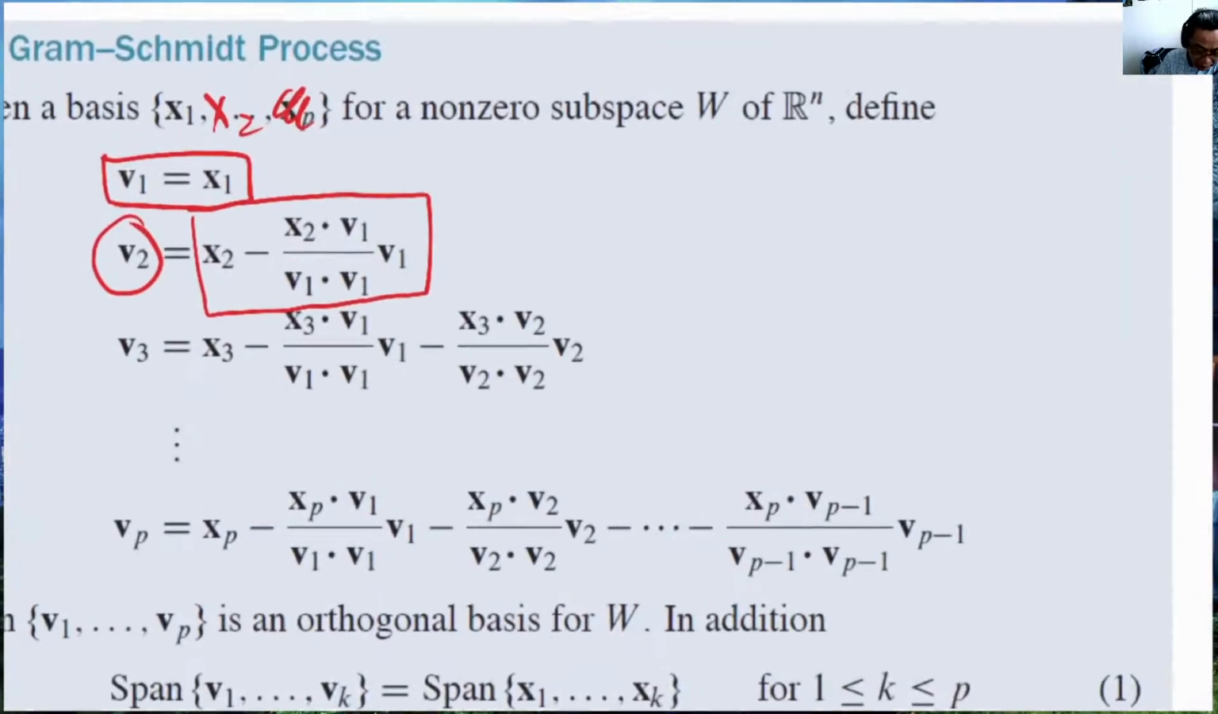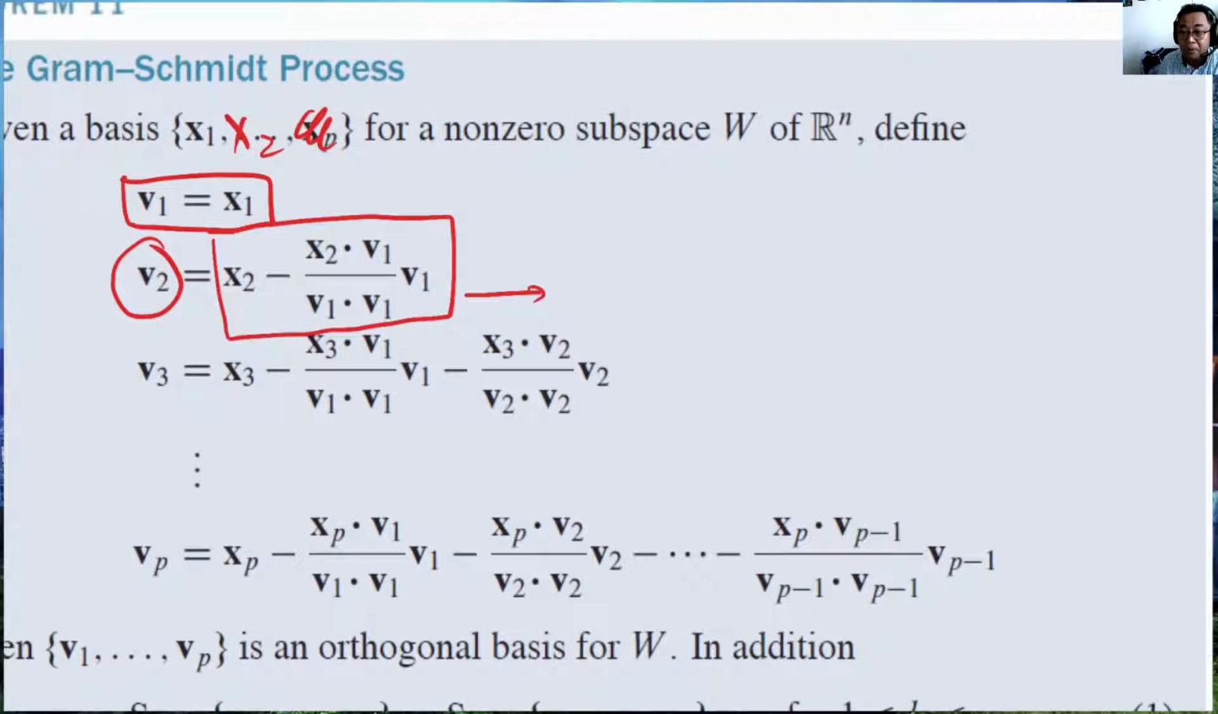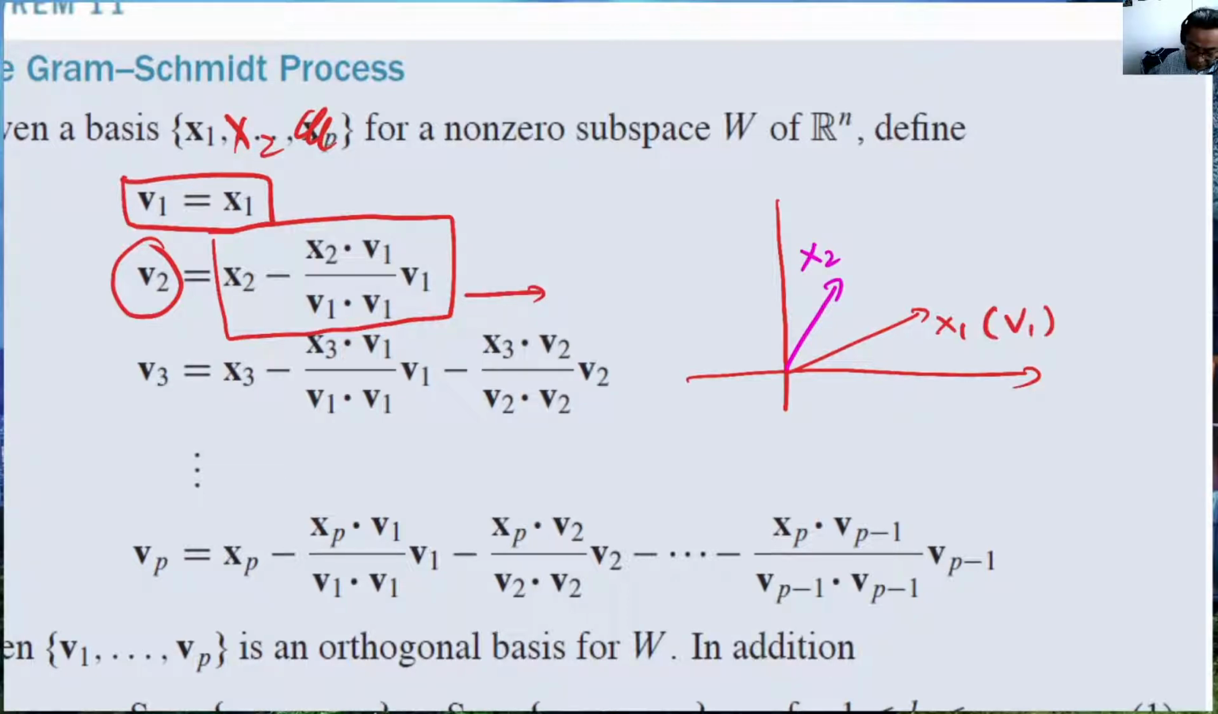To understand this equation, let's draw a pictorial representation in R2 space. Let us think of this as x1, and let us think of this as x2. We have already chosen V1. V1 is the same as x1. We are going to project x2 onto V1. How do we do that? The projection of x2 on V1 is here.